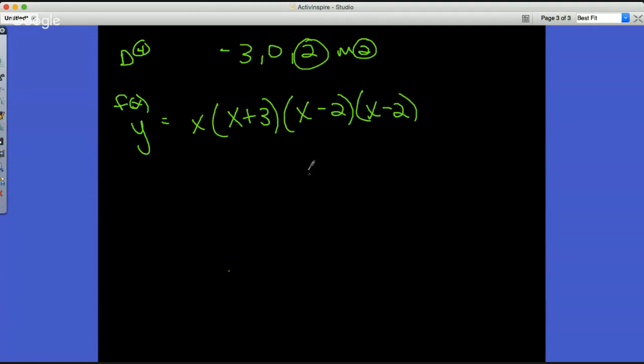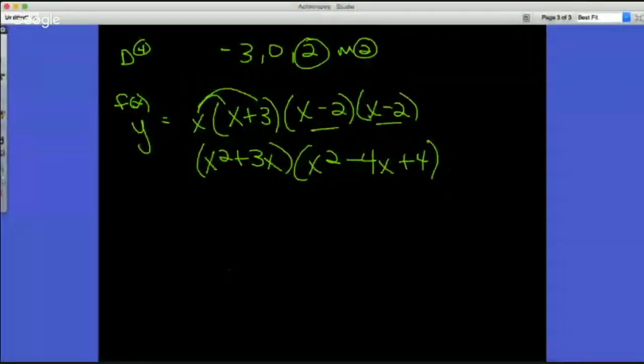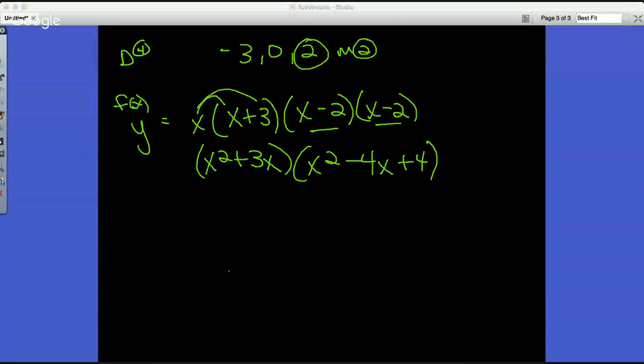But if I said to distribute this, what we would do now is multiply x times x plus 3 to get x squared plus 3x. So we've done that first part there. Now, x minus 2 times x minus 2, we would distribute to get x squared minus 4x plus 4. And again, you could do it the long way. I can kind of do it in my head, so I did it that way. But again, it depends on what you're looking for there.